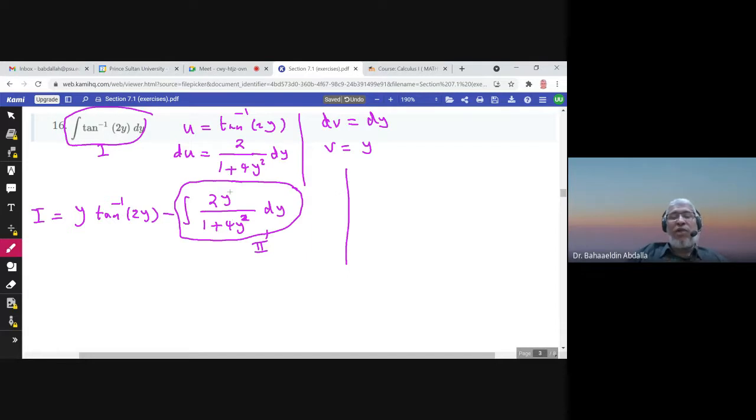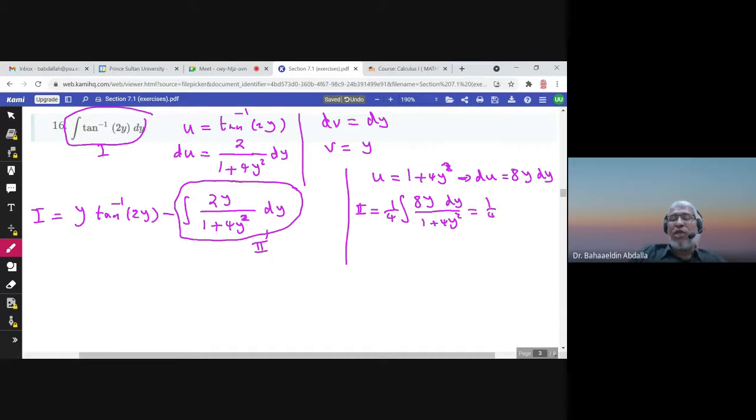So how to evaluate this integral? I will take u as 1 plus 4y squared. So I'll use substitution, okay? If I do that, then du, the derivative, would be 8y dy. Well, what I have is 2 times y, but I needed it to be 8. So I'll multiply by 4, so I'll have 8y after I multiply it by 4. So I divide outside by 4. And I still have here 1 plus 4y squared.